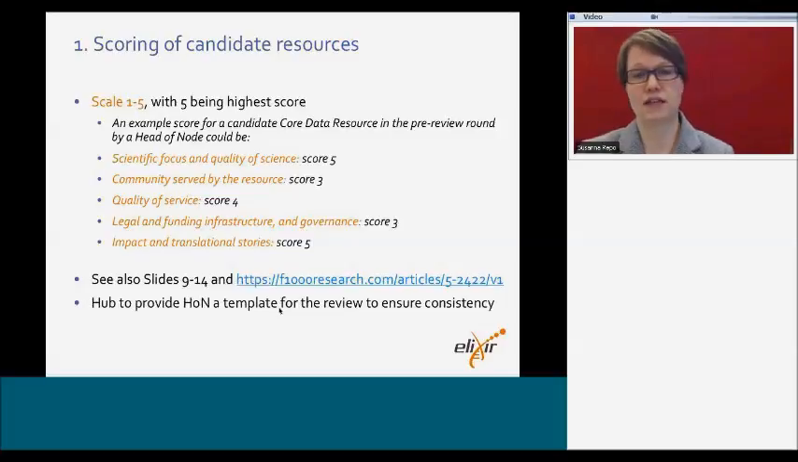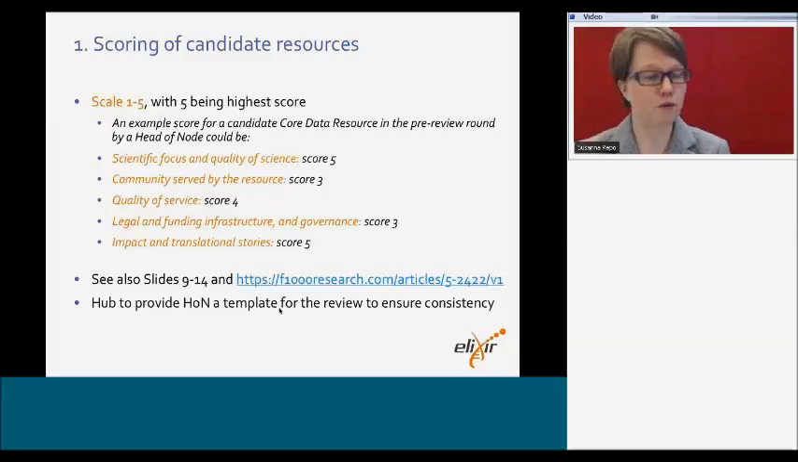Here in this slide, there's an example of how one candidate core data resource could be reviewed. I've also included a comment here to see again the slides that Joe just presented, where the indicators are described. So we will very much use those criteria descriptions for this review. And as I said, the hub will provide a template for the Heads of Nodes to do this review. This review will have to be done before the Heads of Nodes meeting, which is the 5th of February.